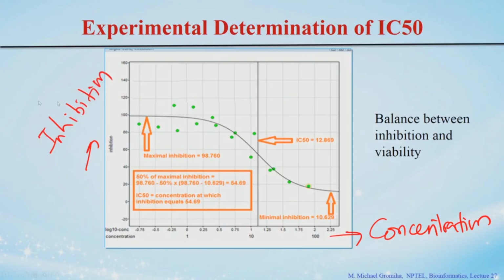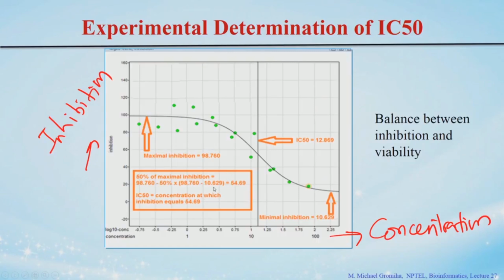Okay. So, if you see, this is the 98% maximal inhibition, right. You can see the curve. Look, this is the usual curve we get for inhibition with respect to different concentrations, right. Then if you go to the lowest one, the minimal inhibition is 10.629. So, then we get the 50% of maximal inhibition.